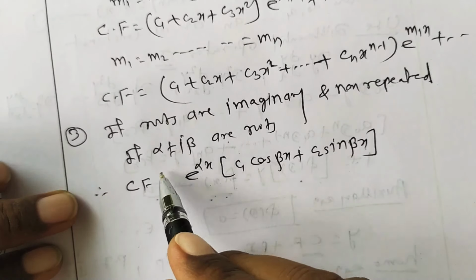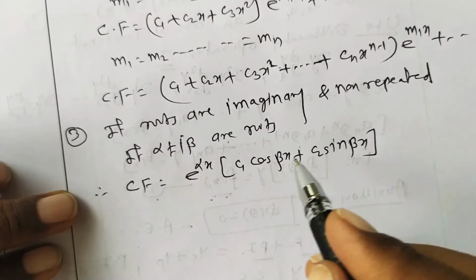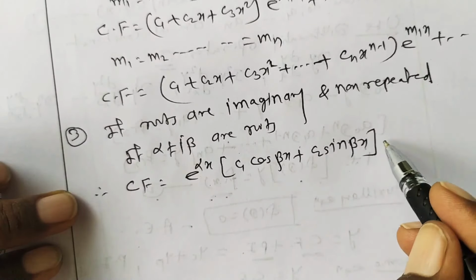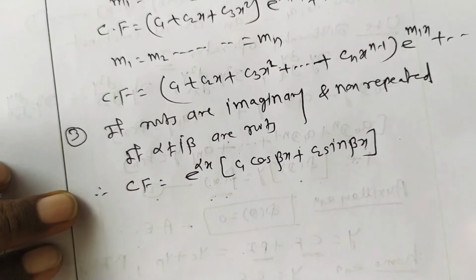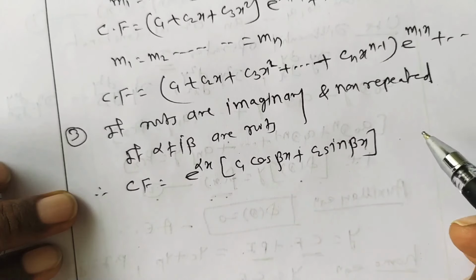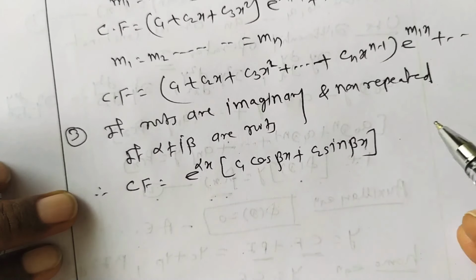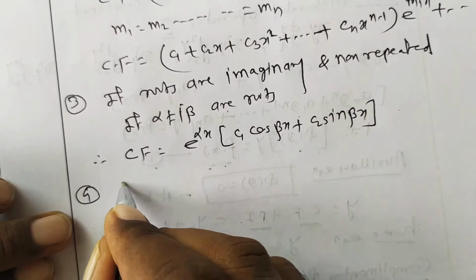Suppose again two roots are there, alpha 1 plus or minus i beta 1, which are non-repeated. Then add here plus e raised to alpha 1 x into c3 cos beta 1 x plus c4 sin beta 1 x. Not c1 c2 here, because c1 c2 is already used, so take the next constants, c3 and c4.